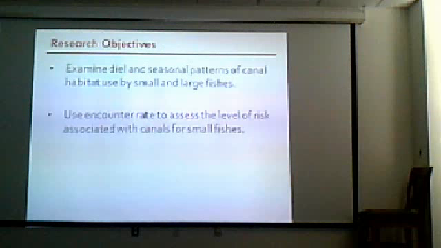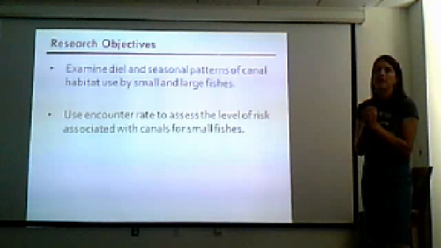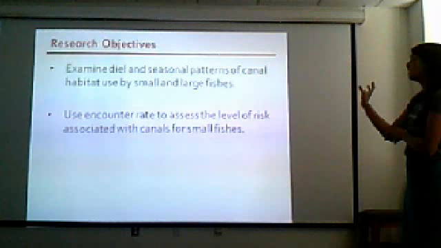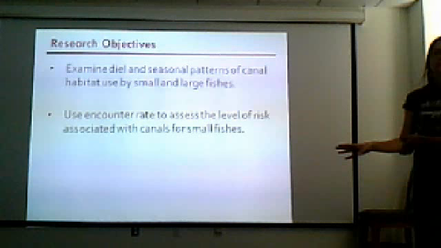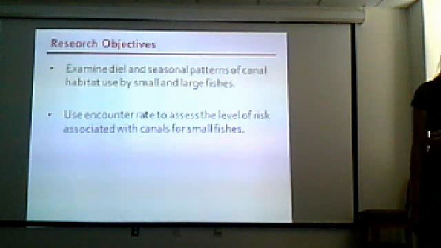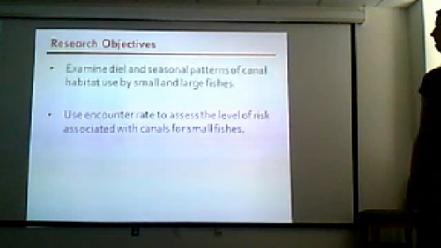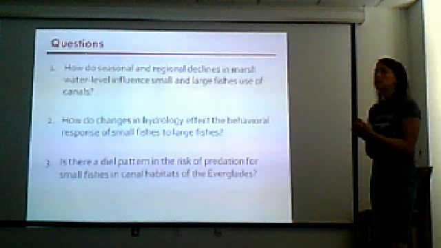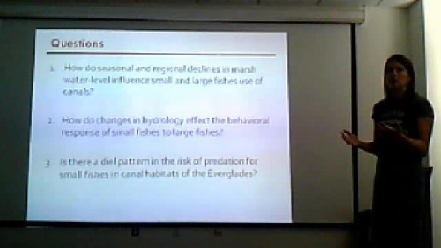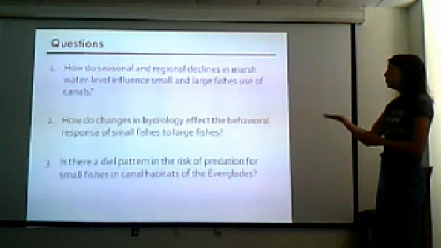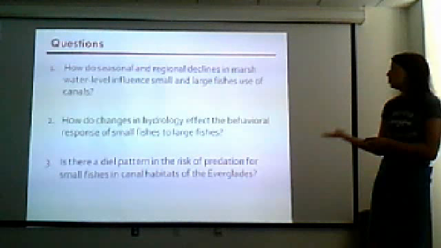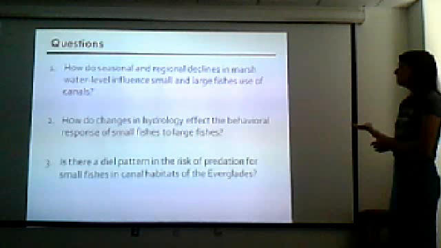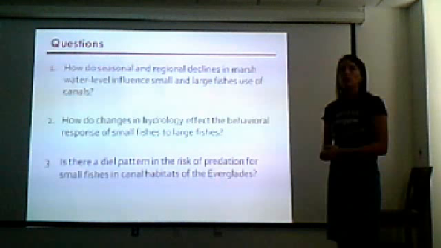So the goal of my study was to examine diel and seasonal patterns in fish using canal habitats, and then using encounter rates to assess the level of predation risk for smaller fishes. And I sought to answer the following questions. So how do seasonal and regional declines in marsh water levels influence fish use of canal habitats? And then how do changes in hydrology affect the behavioral response of smaller fish to large fish? And lastly, is there a diel pattern in the risk of predation for smaller fish?